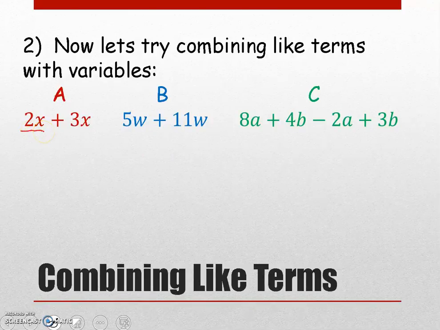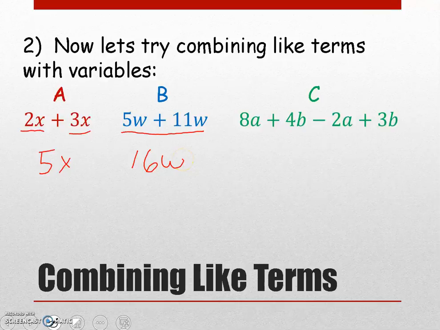If I have 2 x's and 3 x's, well, those are like 2 apples and 3 apples. If I had 2 apples and 3 apples, I'd have 5 apples. In this particular case, 2 x's and 3 x's gives me 5 x's. For part B here, 5 w's plus 11 w's, that gives me a total of 16 w's. And what I'm doing is I'm just combining like terms.